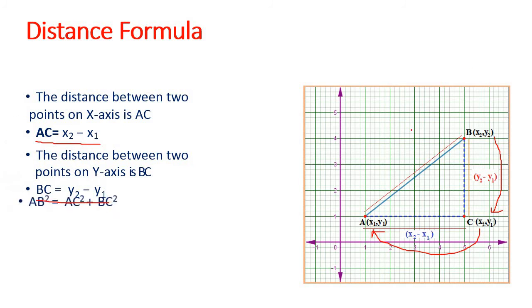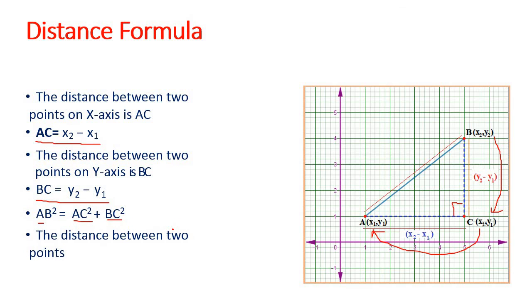Then according to the Pythagoras theorem, here angle C is 90 degrees. In a right angle triangle, the square on the hypotenuse is equal to the sum of the squares of the other 2 sides. Therefore we can write, AB is the hypotenuse, so AB square is equal to AC square plus BC square.